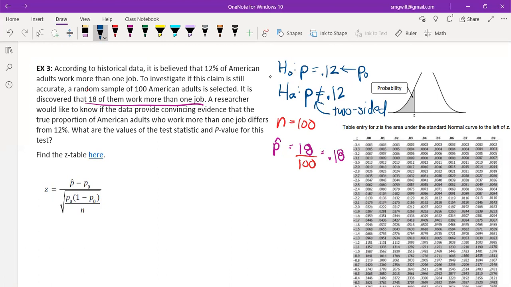They give you a link to the z-table because we're going to need that for the p-value. The z-table is going to help us find the p-value. The formula gives us the test statistic, and the test statistic is that z-score. So let's start with finding the z-score. We've got p hat is 0.18, we've got p naught is 0.12, and then we have the sample size of 100. So I'm going to plug all that in. I'm just going to set up my structure here so that I can fill in the values.